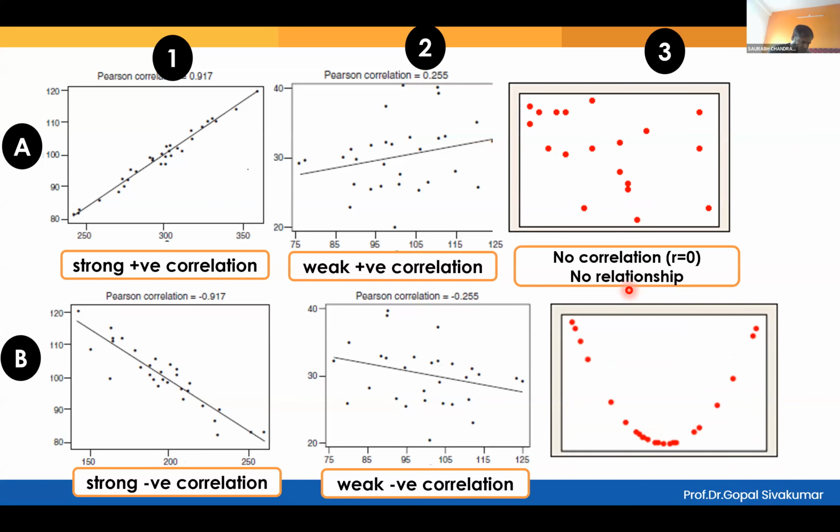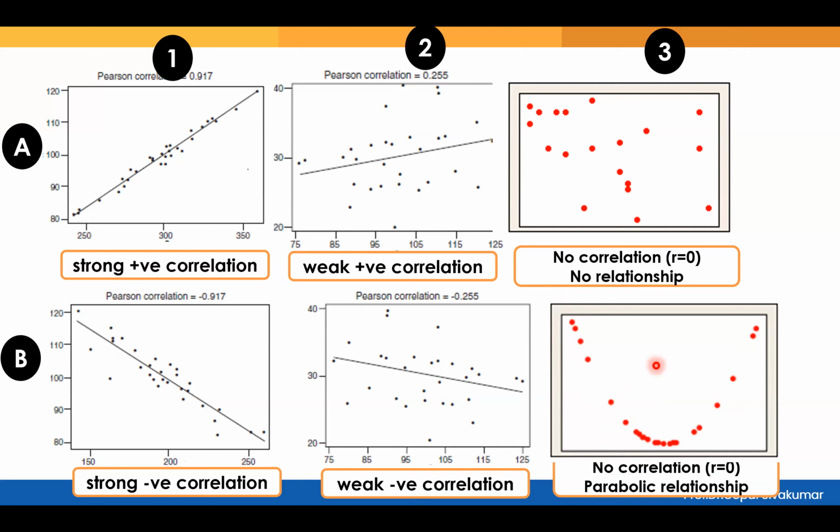But here in the last one, can you see a kind of graph here? It's negative and positive both. This is parabolic or quadratic. Here I am saying no correlation because there is no linearity. This is called non-linearity. You are seeing a curve. Whenever you see this, it is called a non-linear relationship, and particularly this is known as a parabolic relationship. Sometimes we call it a quadratic relationship.